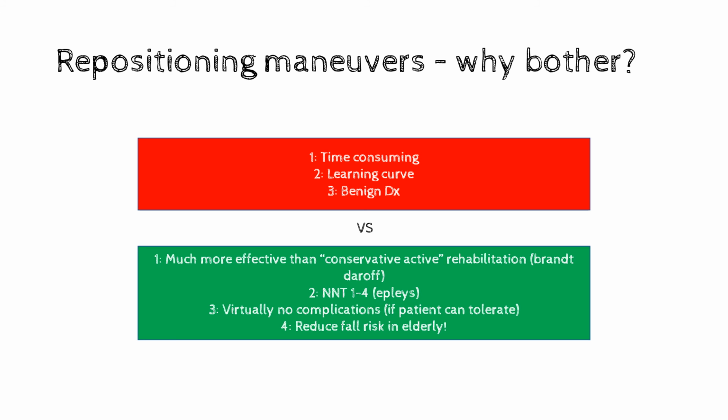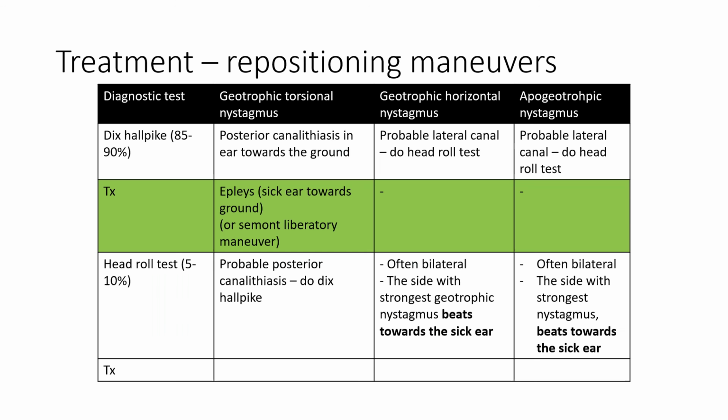So really, these are happy patients when you find the diagnosis and get them home without that major dizziness that they're feeling. There's virtually no complications with this if the patient can tolerate it, and you might reduce falls and the fall risk in the elderly, at least in the acute phase.